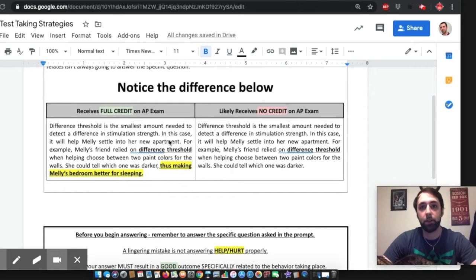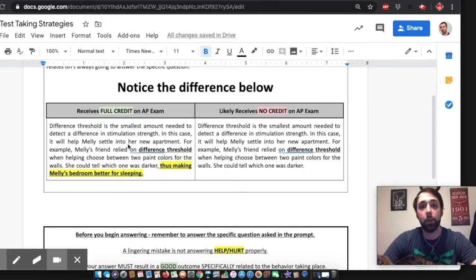Both of these definitions are the same. Under each circumstance, the student says, in this case, it will help Melly settle into the apartment. But that's a really broad, generic statement. It doesn't really explain how that's going to happen. From that point, both students gave the exact same example.